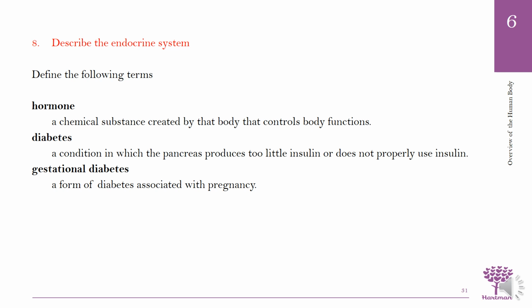The endocrine system is made up of glands in different areas of the body. Glands are organs that produce and secrete chemicals called hormones. Hormones are chemical substances created by the body that control numerous body functions. Hormones are carried in the blood to various organs. Some issues involving the endocrine system include diabetes, which is a condition in which the pancreas produces too little of the hormone insulin or does not properly use insulin. Another condition called gestational diabetes is a form of diabetes associated with pregnancy.